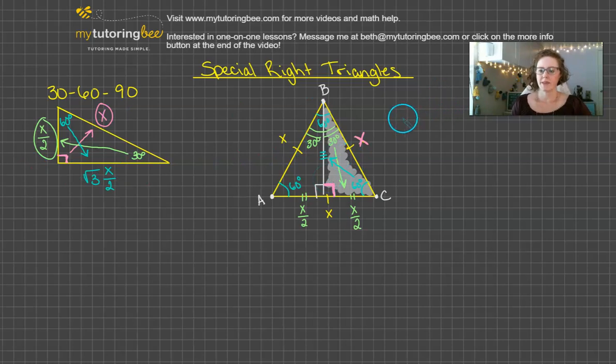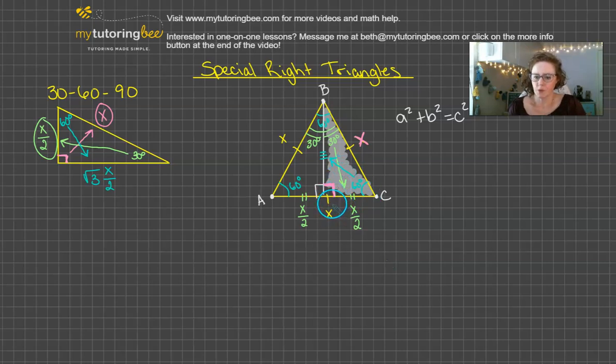We know that Pythagorean theorem is a squared plus b squared equals c squared. And if you need any additional help with Pythagorean theorem, I do have a video that is solely dedicated to Pythagorean theorem, so please check that out. So let's plug in some of our numbers. We know that the two legs, or the two sides of the triangle that make up that 90-degree angle, are going to be our A and B sides.